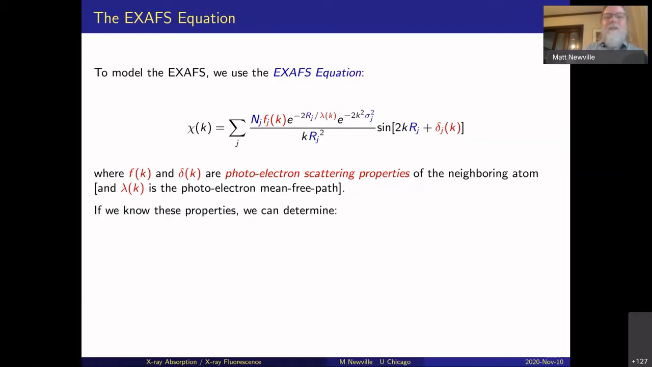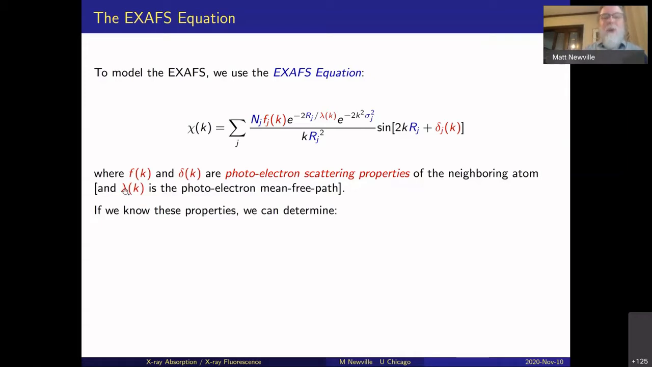We have some amplitude terms, and we have a series of sine waves. So we have sine of kr and a sum of those. We have functions here that I've called f and delta. The literature will often give them different names. They are photoelectron scattering properties for the scattering or neighboring atoms, the iron neighbor or the oxygen neighbor, from the absorbing atom. And there's also a lambda, which is how far a photoelectron can go before it gets lost.